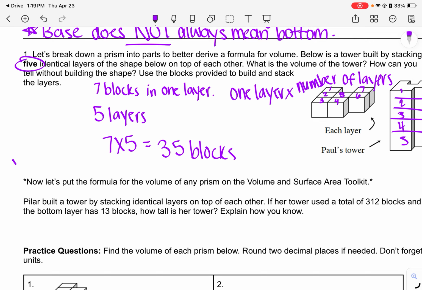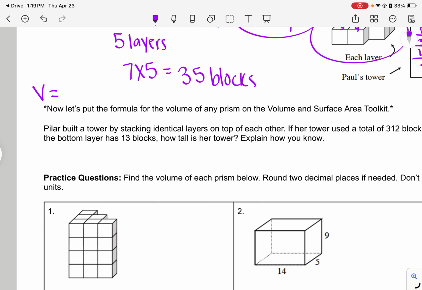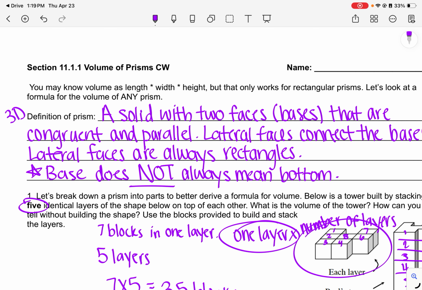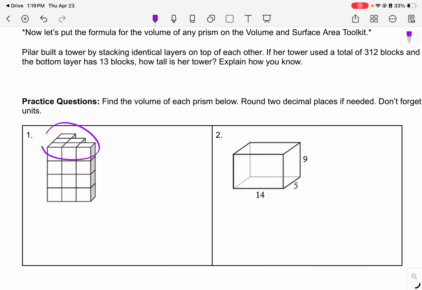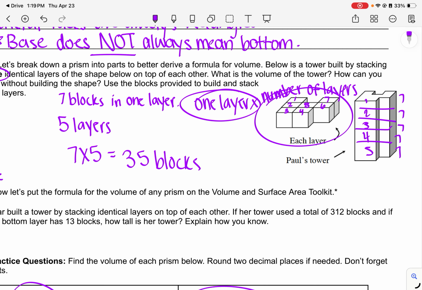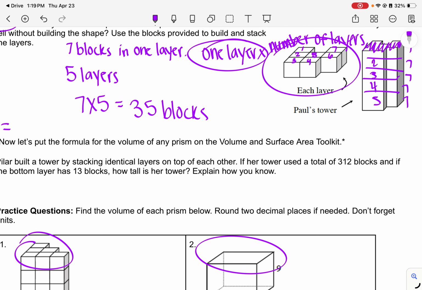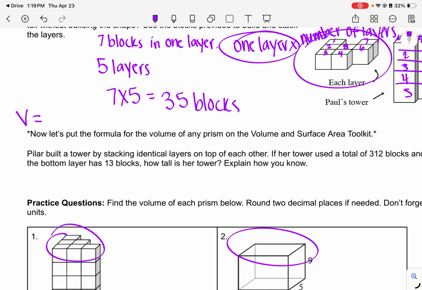We're going to write V equals, and then 1 layer, since we can't just count blocks here. If we go back, if we can't count blocks, like here we could, but here we can't count blocks. So 1 layer is really representing the base. So we're going to say the area of the base, so volume equals area of base, and we're just talking 1 base, times the number of layers of that base.